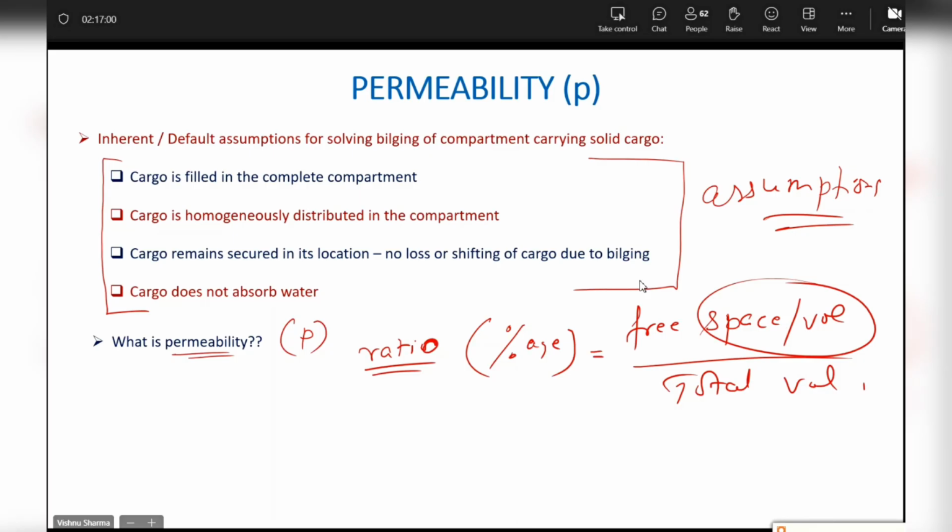Okay, this formula you could see, is it? Ratio in percentage of the free space or the volume divided by total volume of the compartment, right, guys?